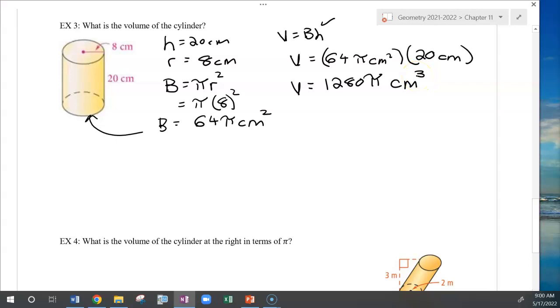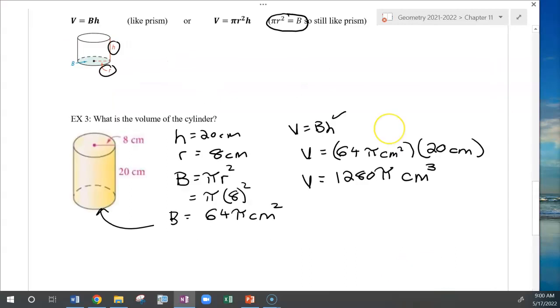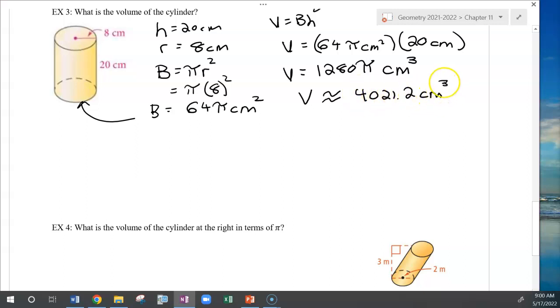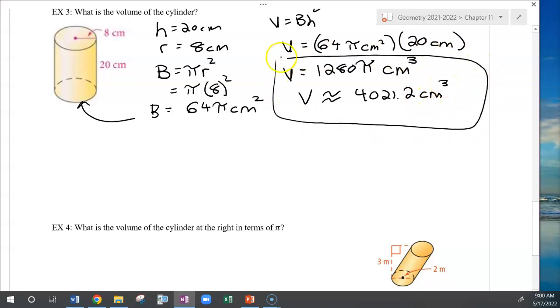That's our exact answer. We can also give a rounded answer if we're asked to, where I just take my 1280 and I times it by pi. And so I get approximately 4021.2 centimeters cubed. And just a reminder, this one's exact, that one's rounded.